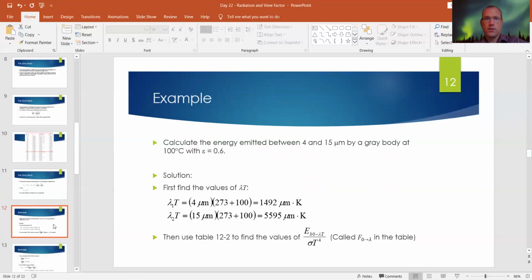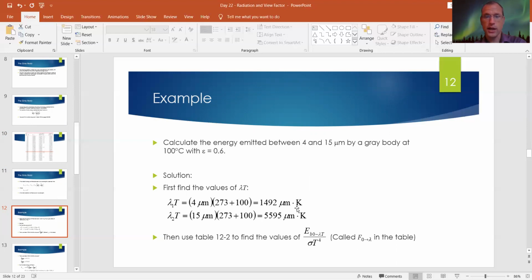So, a concrete example of this: I want to calculate the energy emitted between 4 and 15 micrometers by some gray body at 100 degrees Celsius with an emissivity epsilon of 0.6. So I want to find in the table between 4 and 15 micrometers. I need to find lambda times temperature, wavelength times temperature, because that's what the table is given in. So wavelength 4 micrometers, temperature again in Kelvin, so 273 plus 100.